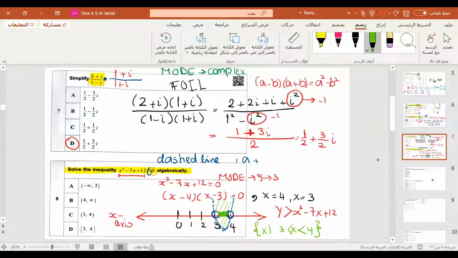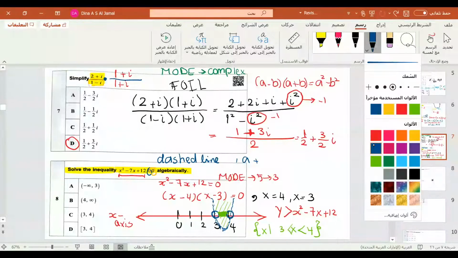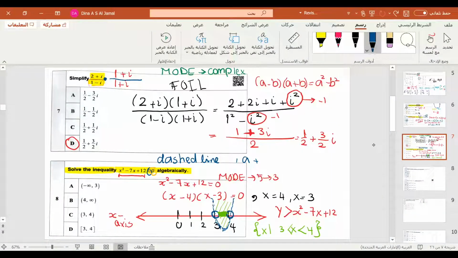And do I have equal? No, I do not have an equal. So it's something like 3 and 4. Whether you write it in this way or in the other way, your answer will be C.